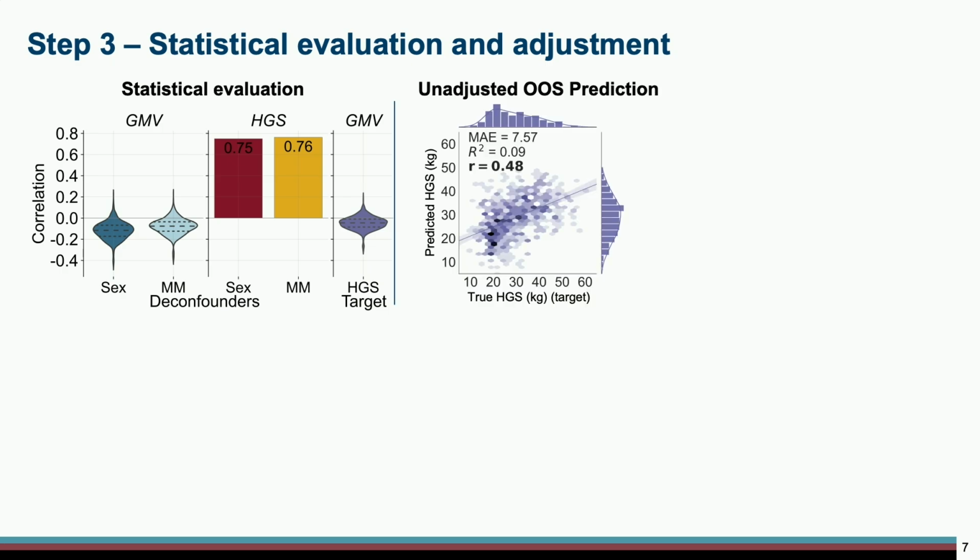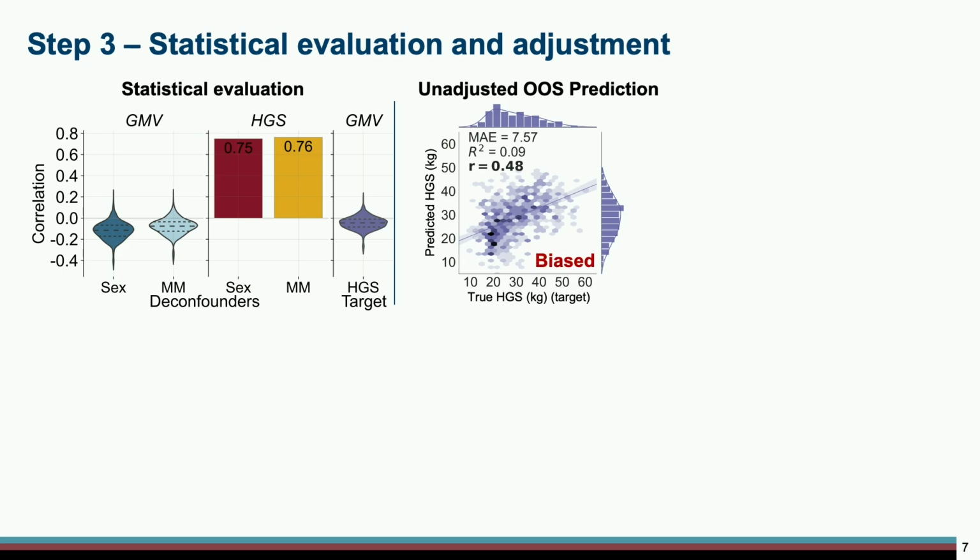And then if we take this example again and we make an unadjusted prediction, in this case just a linear support vector regression, we see that we have a high correlation between the true and predicted target, in our case hand grip strength, and this is now the unadjusted model in an out-of-sample prediction. However, this good performance we get here is from the biased model.